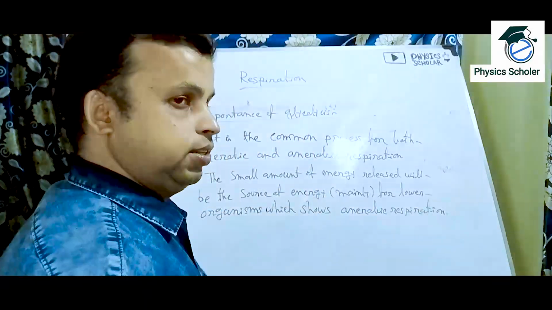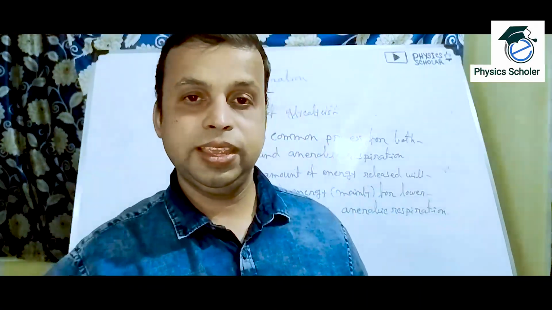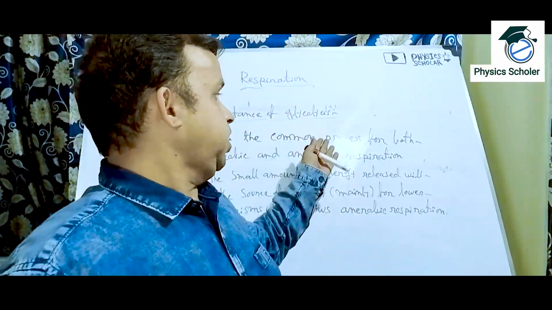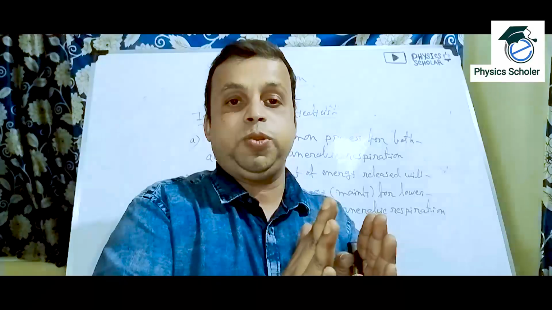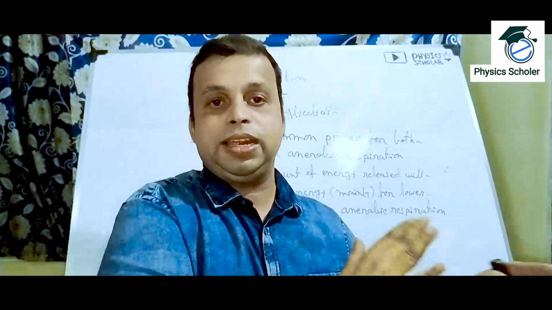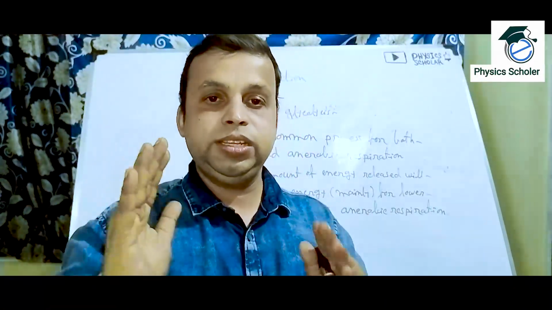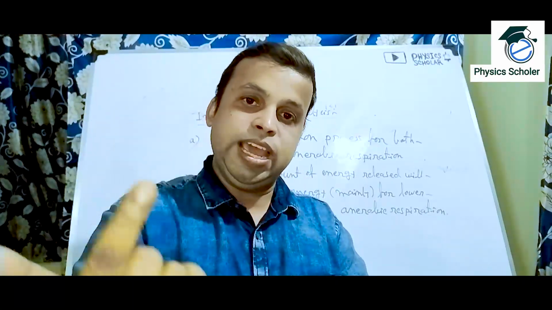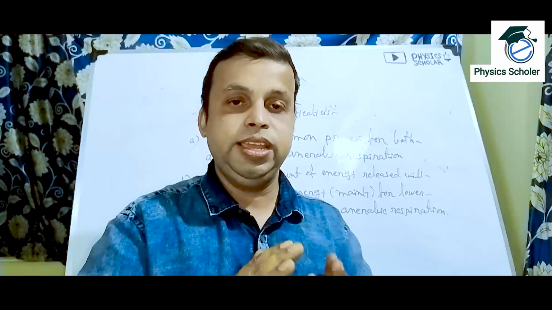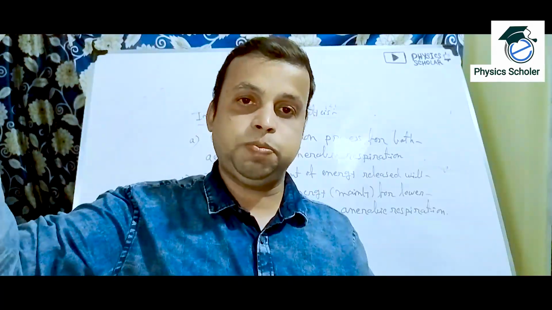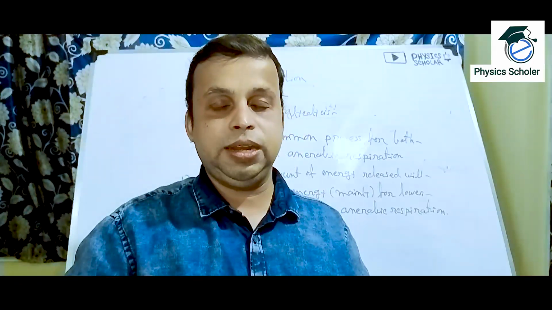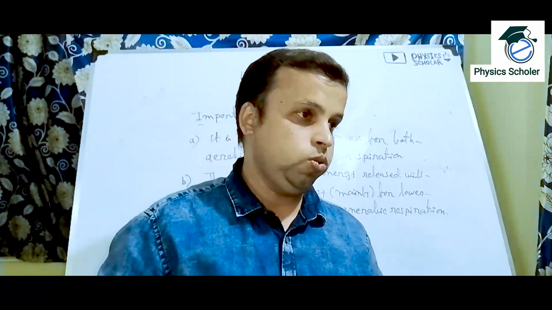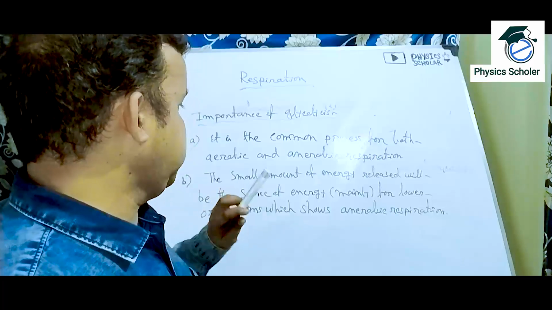That means for aerobic or anaerobic respiration, glycolysis is the common process. Without glycolysis, the Krebs cycle cannot happen. So it has great importance because it is the first process for both aerobic and anaerobic respiration. Aerobic respiration we can see in the higher classes of plants and animals, and anaerobic respiration can be seen in the lower classes of organisms, like tapeworm.